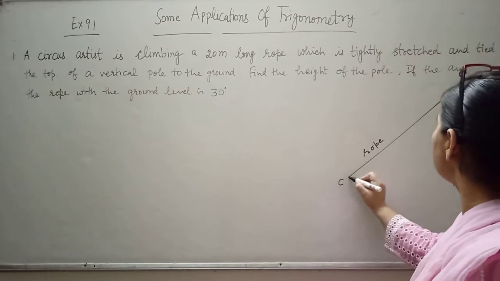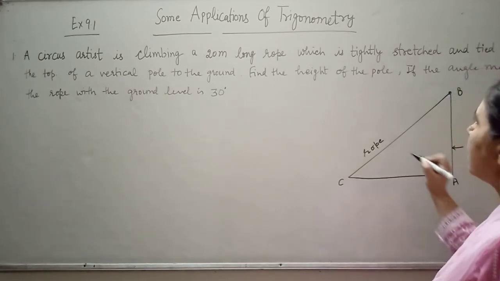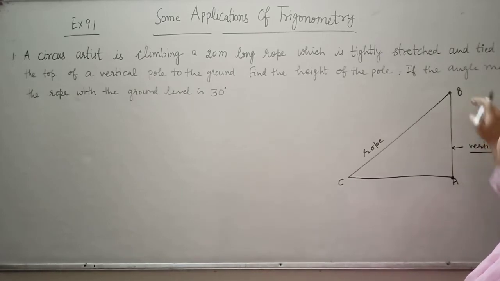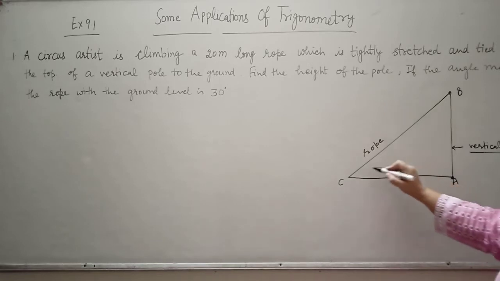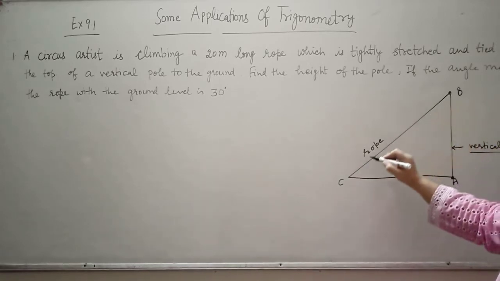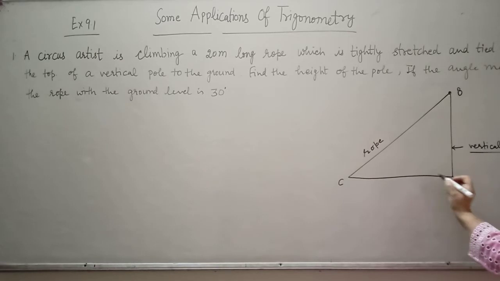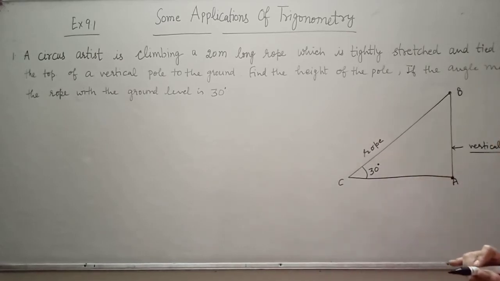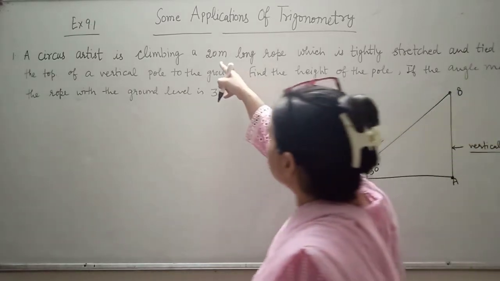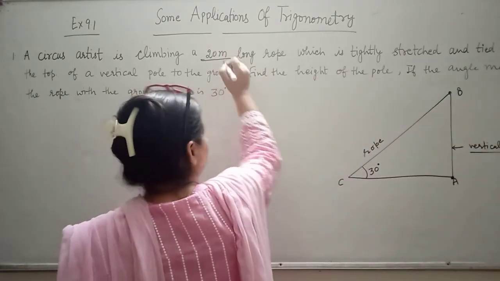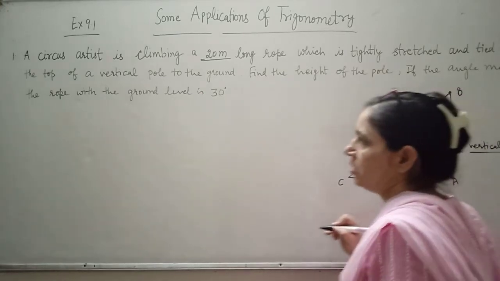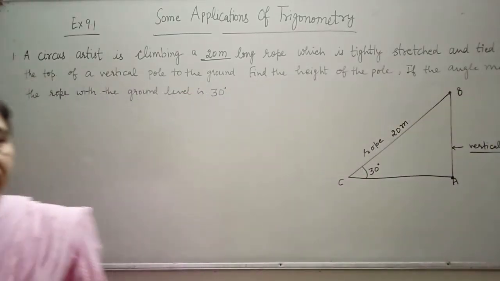Find the height of this pole, the vertical pole, that is AB you are to find out. If the angle made by the rope with the ground level is 30 degree. This is 30 degree. And the length of this rope given to you is 20 meter. Figure is clear to everyone.